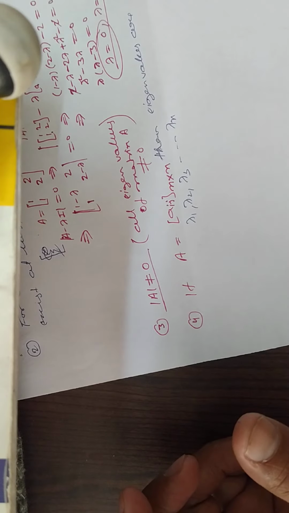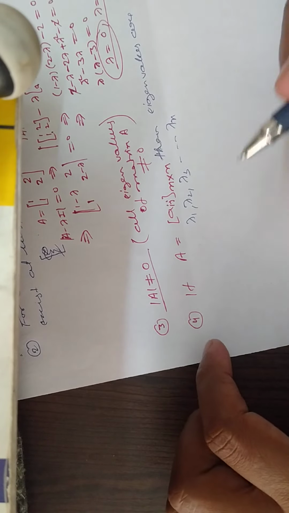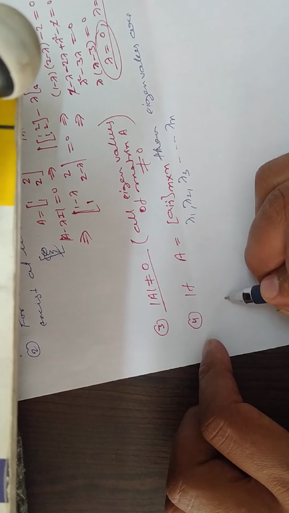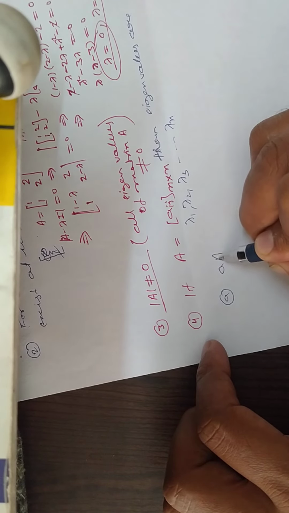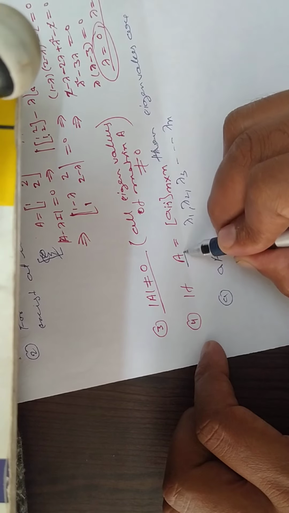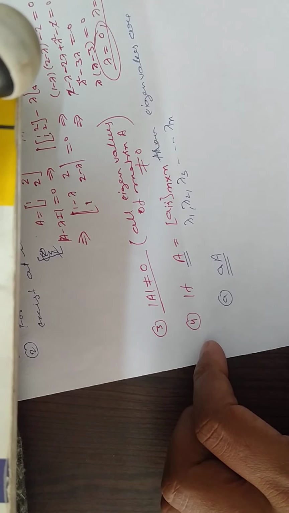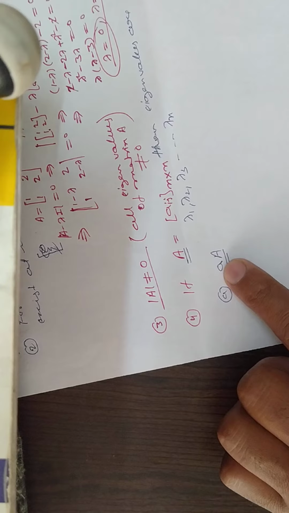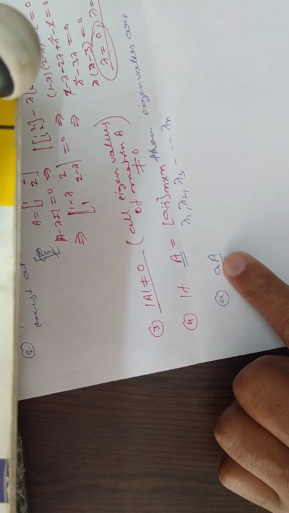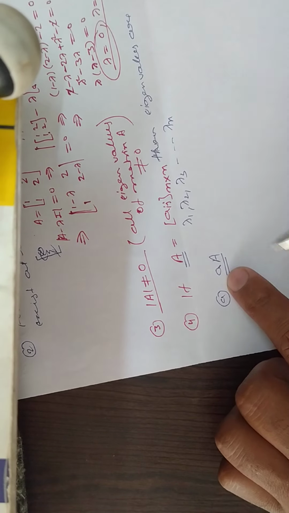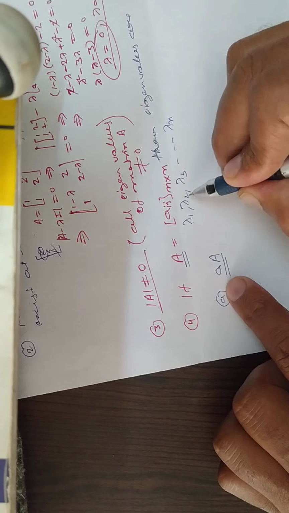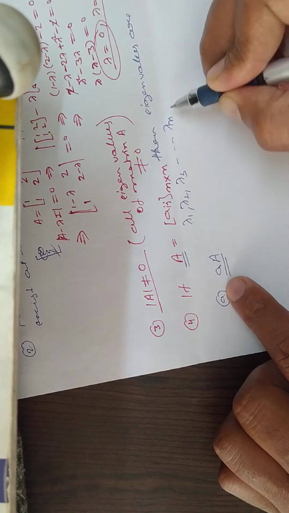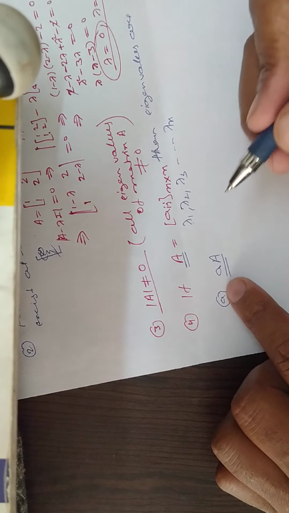Students, if you want to multiply a scalar A with this matrix A, then always the eigenvalues of the matrix are A lambda 1, A lambda 2, A lambda 3, A lambda 4 and A lambda n. Clear?